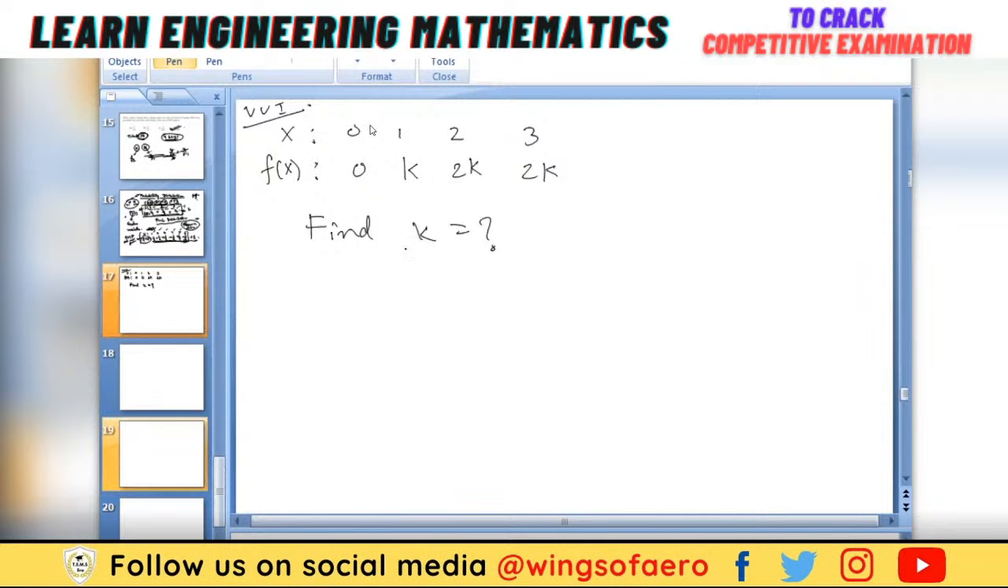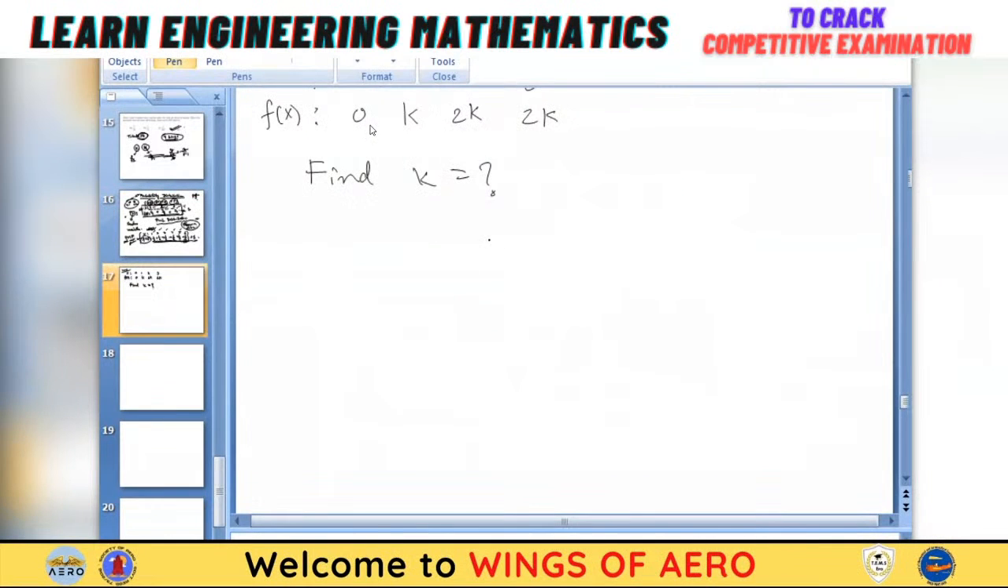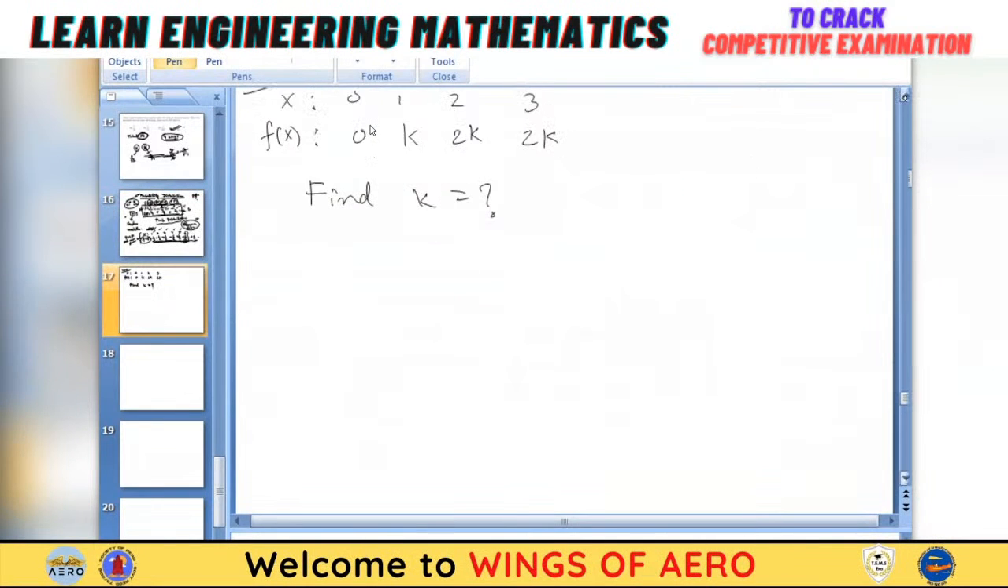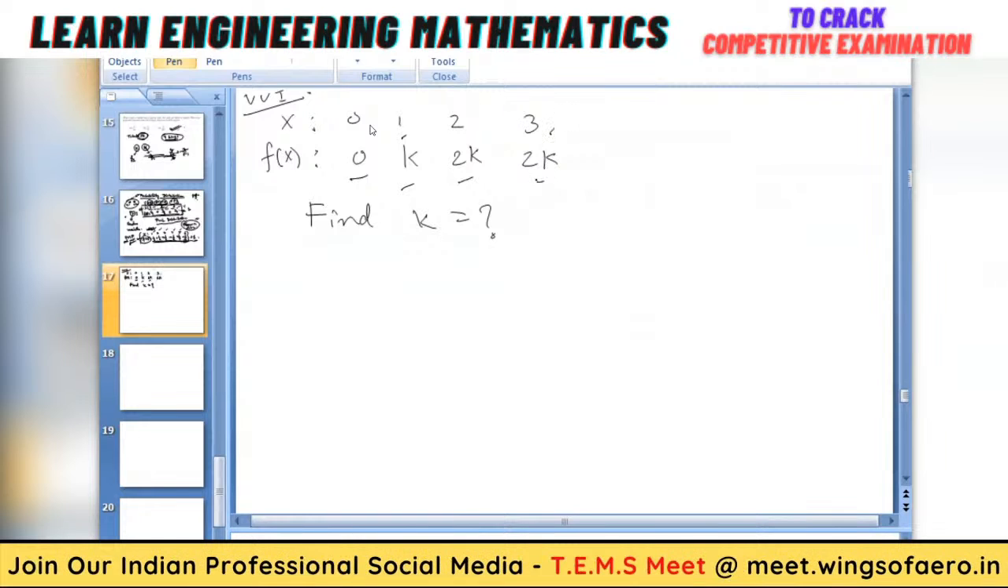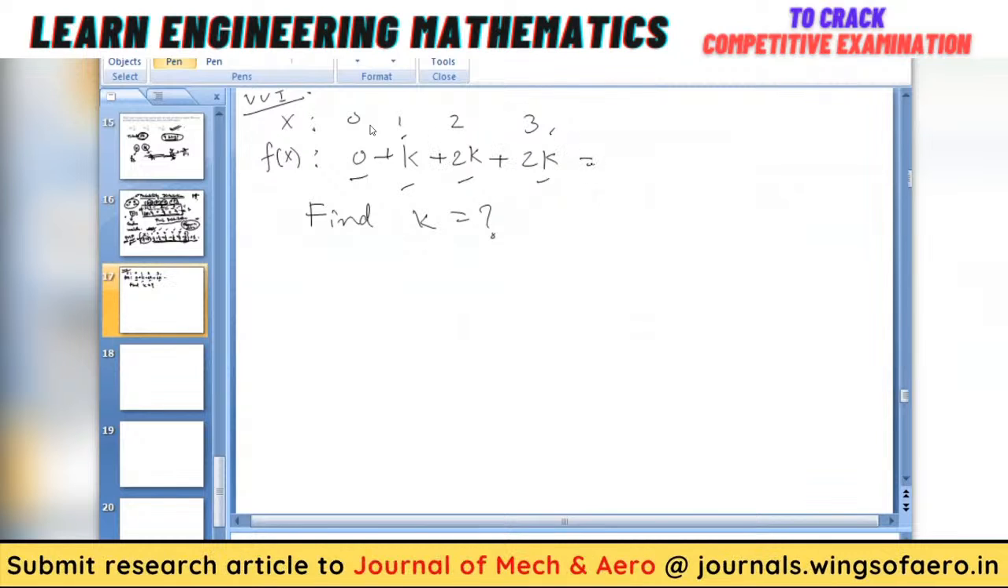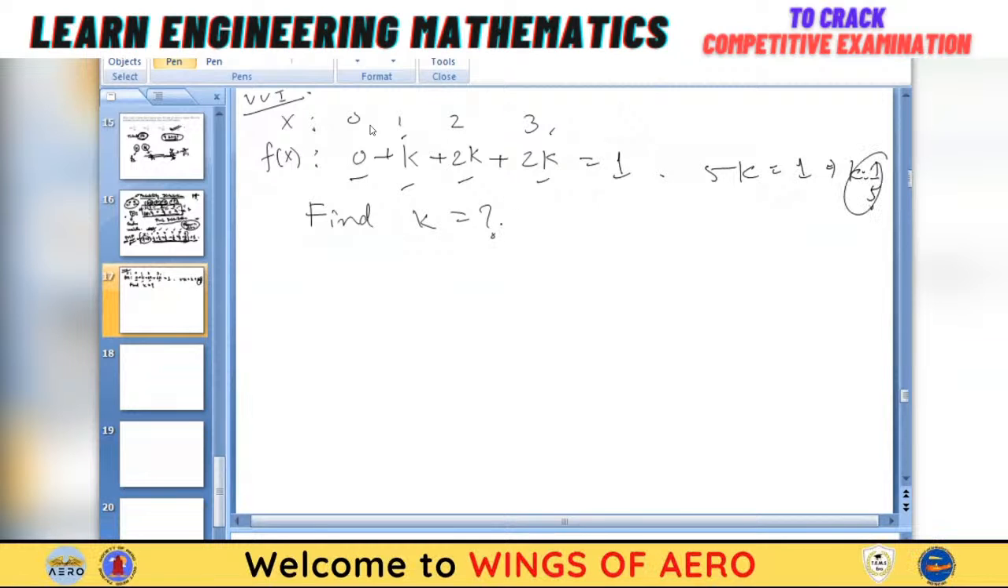Yes. So following the property, if I add all these probabilities, it should be 1. And what are the probabilities? The probability for 0 is 0, for 1 is k, for 2 is 2k, and for 3 is 2k. If I add all these probabilities, it should be equal to 1. So 2k plus 2k plus k means 5k is equal to 1. So k is equal to 1 by 5. Very nice. So the k value is 1 by 5. Next question.